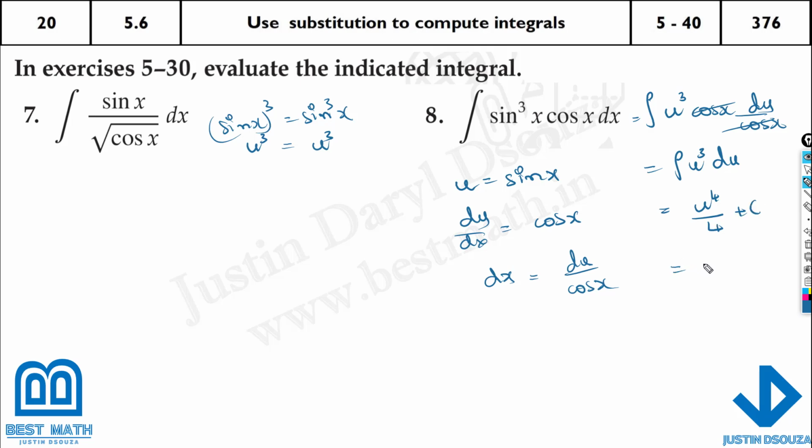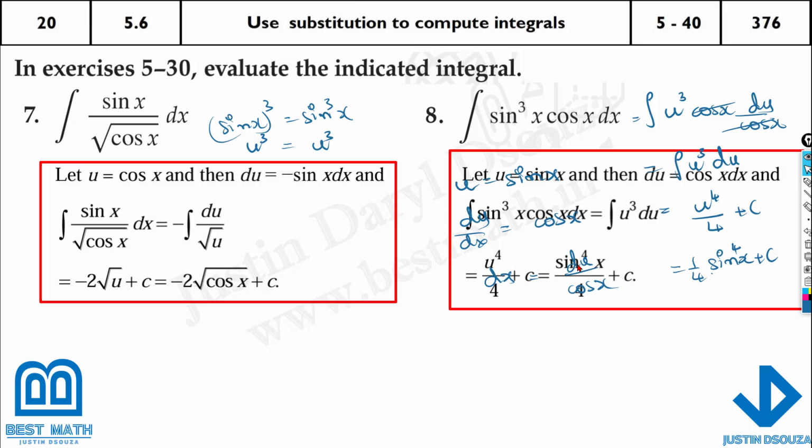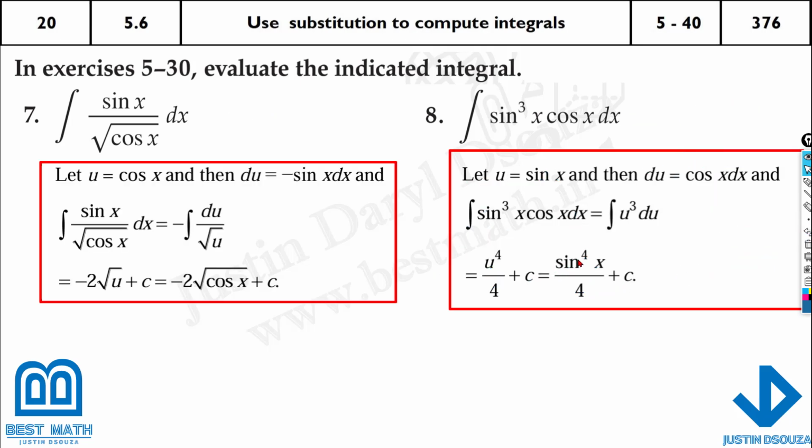And now substitute what was u? We assumed u as sine x. It's 1/4 sine x plus c. That is the answer. I just realized I didn't put the power 4. So it's 1/4. This is 1/4. U power 4. It should be sine power 4 x plus c. This is a very important thing. Don't forget the power. Here you can see it is sine power 4 x by 4. Now this 4 can be taken out and written as 1/4, which I did. That's absolutely fine. And this is the correct answer.